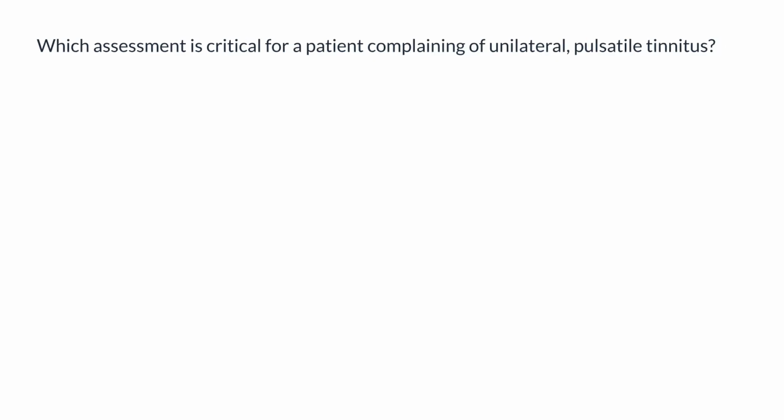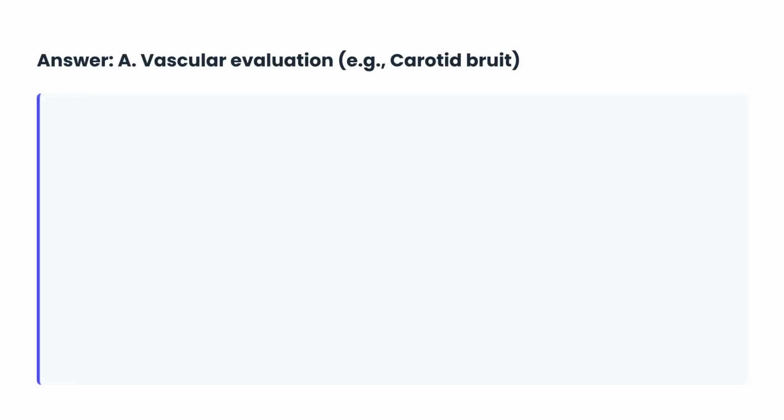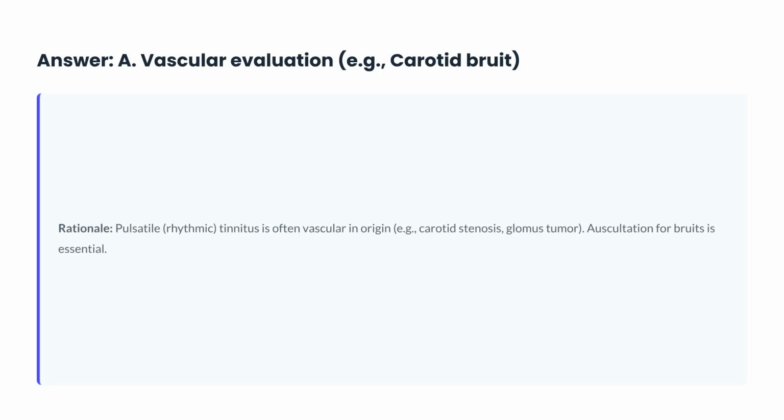Which assessment is critical for a patient complaining of unilateral pulsatile tinnitus? A, vascular evaluation, B, tuning fork test only, C, blood glucose monitoring, or D, urine analysis? The correct choice is A, vascular evaluation, for example, checking for carotid bruit. Pulsatile, or rhythmic, tinnitus is often vascular in origin, such as from carotid stenosis or a glomus tumor. Auscultation for bruits is essential.